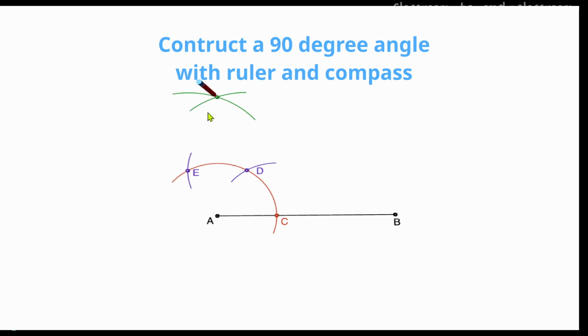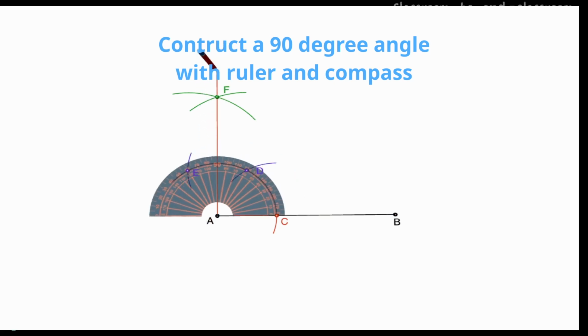Now once we get this point, we can join point F and A. You can join point A and F. This is the 90 degree angle. You can measure this. You see this angle is 90 degrees. So this way we can construct a 90 degree angle.